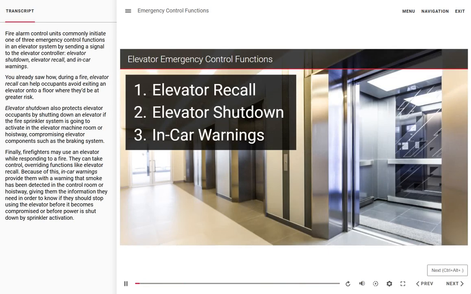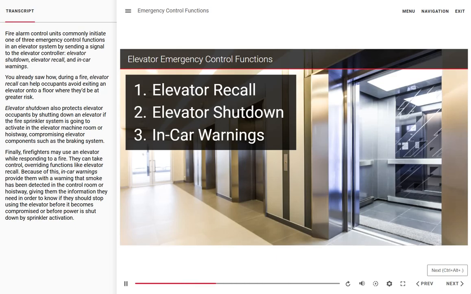Fire alarm control units commonly initiate one of three emergency control functions in an elevator system by sending a signal to the elevator controller: elevator shutdown, elevator recall, and in-car warnings. You already saw how, during a fire, elevator recall can help occupants avoid exiting an elevator onto a floor where they'd be at greater risk.